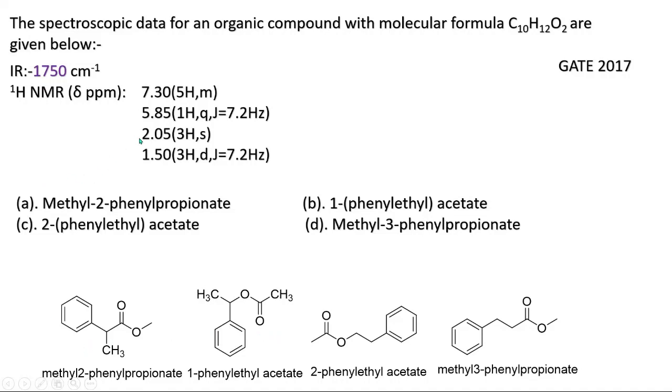Now we will do 2.05, 3 hydrogen singlet, and 1.50, 3 hydrogen doublet. This will give a 3 hydrogen doublet. This will also give a 3 hydrogen doublet. This will give a 3 hydrogen singlet. This will give a 3 hydrogen singlet. So these two are common, only these two are different. This CH3 is attached to a carbonyl, this CH3 is attached to a heteroatom. If you see the chemical shift values, 2.05, 3 hydrogen singlet, this is not for a heteroatom-attached carbon having protons. This is only when it is attached to a carbonyl group. So this will be the correct answer.